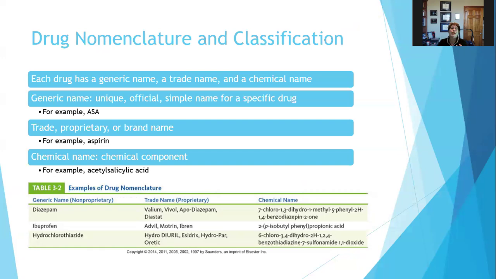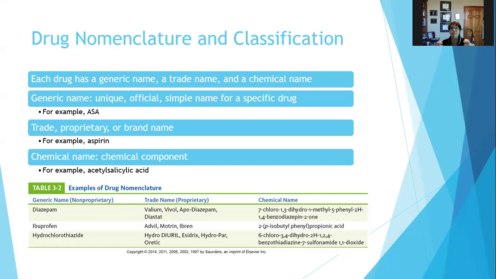So each drug has a generic name, a trade name, and a chemical name. The generic name is a unique, official, simple name for a specific drug. So this is the example for aspirin. And ASA, or acetylsalicylic acid, is the generic, unique, official, simple name for aspirin. The trade, proprietary, or brand name is aspirin.